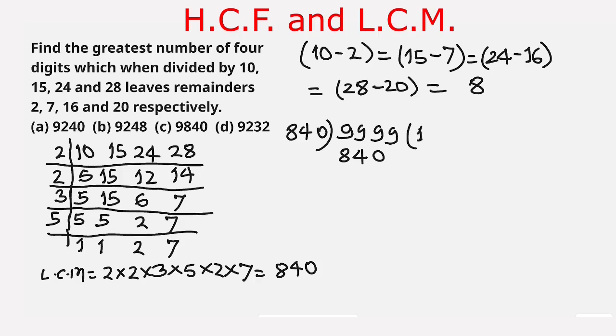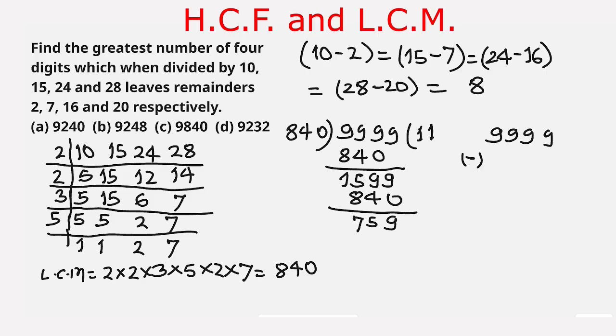840 divides 999 for one time. On subtracting 840 from 999, we get 159. We carry 9. Again it divides for one time. 9 minus 0 is 9. 9 minus 4 is 5. And 15 minus 8 is 7.